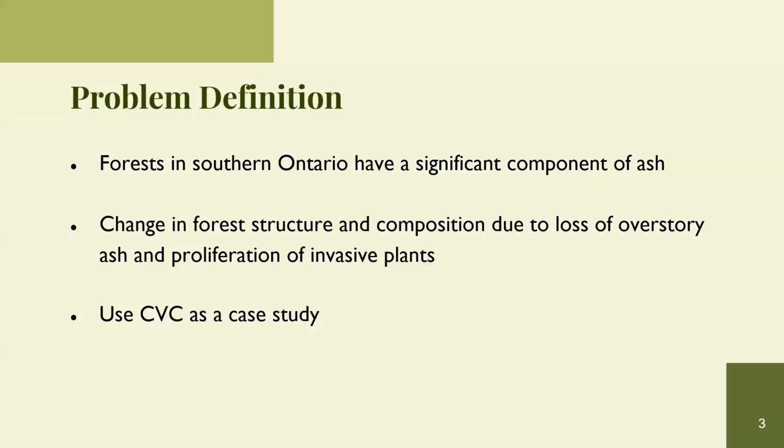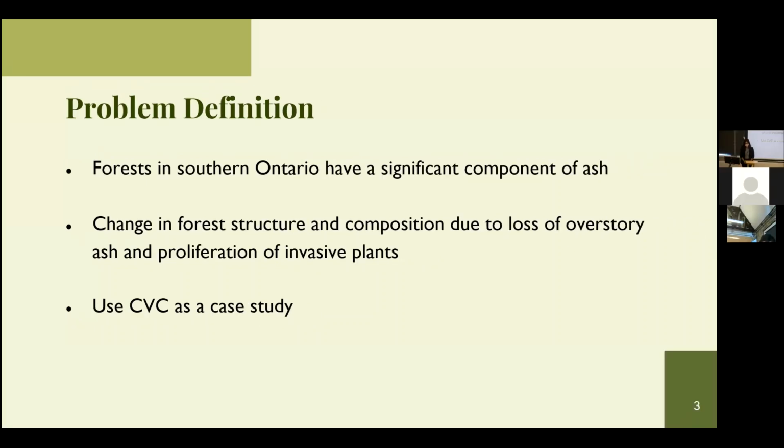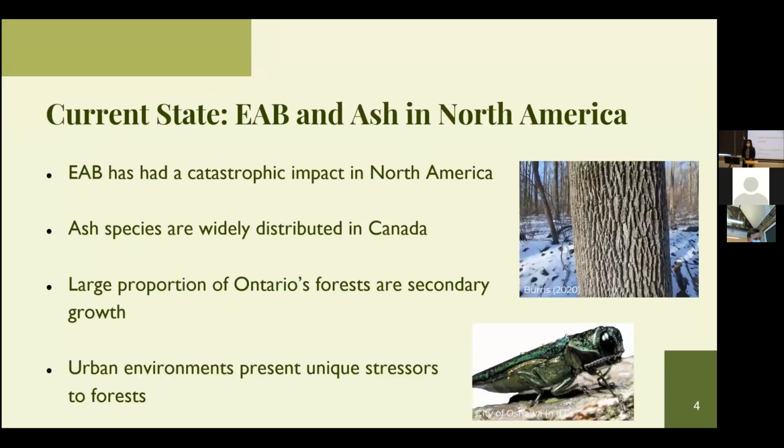Oh, perfect. Okay, so I'm going to begin by defining the problem. Forests in Southern Ontario have a significant component of ash and have therefore been significantly impacted by emerald ash borer. The main impact has really been a change in forest structure and composition due to this loss in overstory ash, as well as the proliferation of invasive plants. In this capstone, I'm going to be using Credit Valley Conservation, or CVC, as a case study. CVC is where I completed my summer internship, and so they provided the data that I'm using for this project.